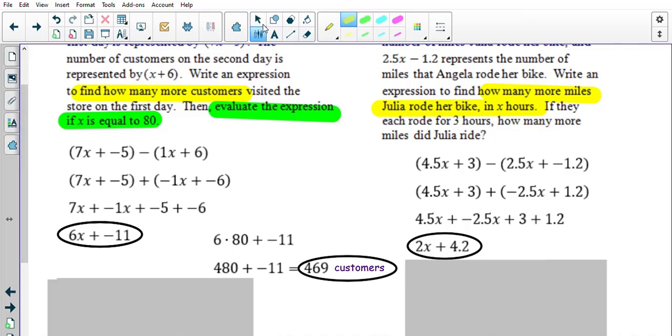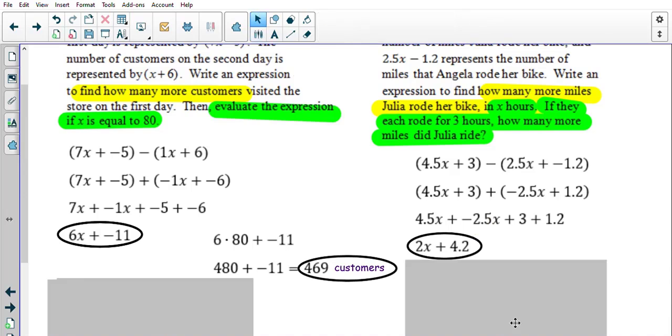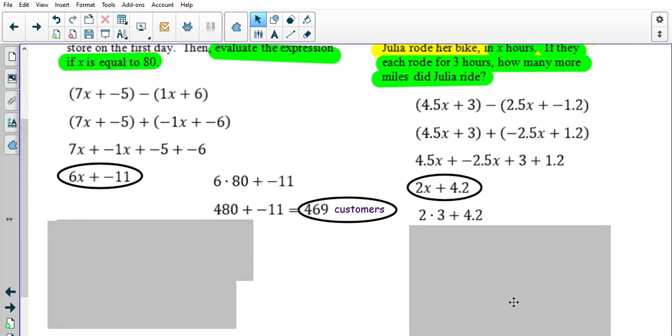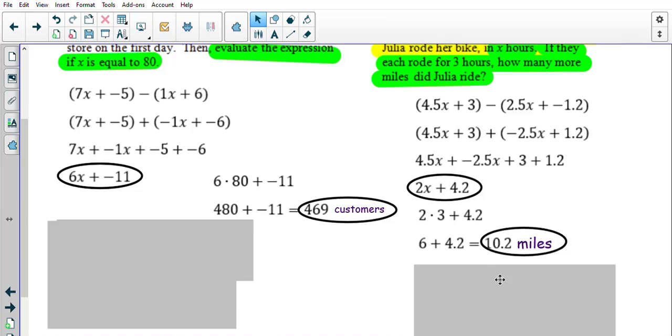Now the second part of this, like our last one, although it's written a little differently, it says if they each rode for 3 hours, how many more miles did Julia ride? So basically you're going to replace x because it says that x represents the number of hours. You're going to replace x with 3 in this expression. So we're going to do 2 times 3 plus 4.2. 2 times 3 is 6, and 6 plus 4.2 is going to be a difference of 10.2 miles. Again, like the last one, you could replace x in each of these linear expressions with 3, calculate the number of miles that each person rode, and then figure out the difference between them, and you will determine that that is 10.2 miles.